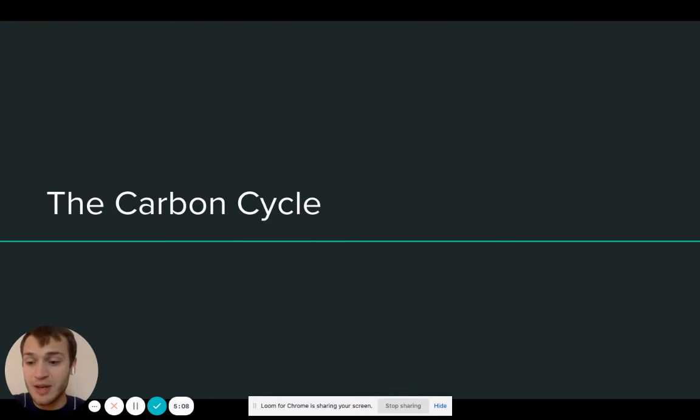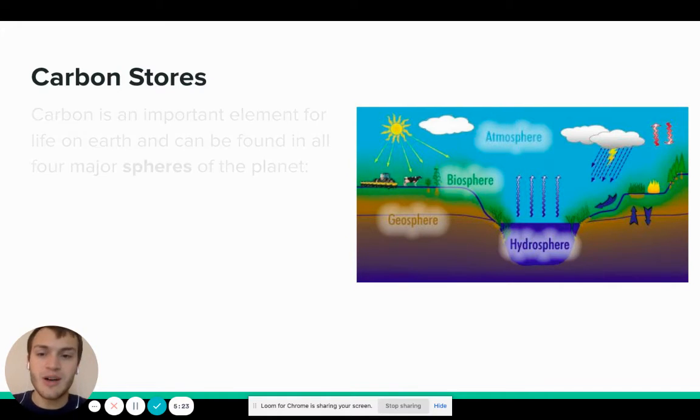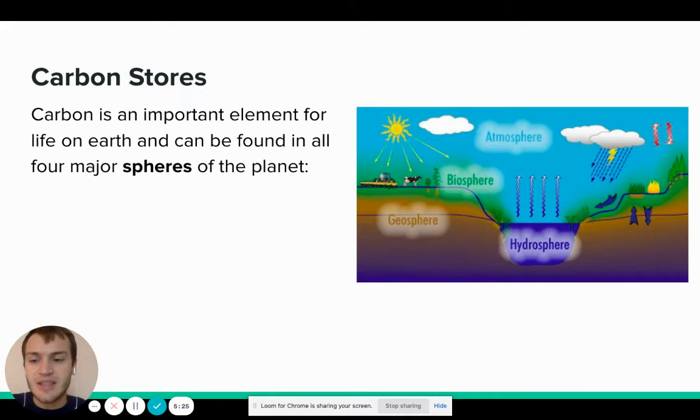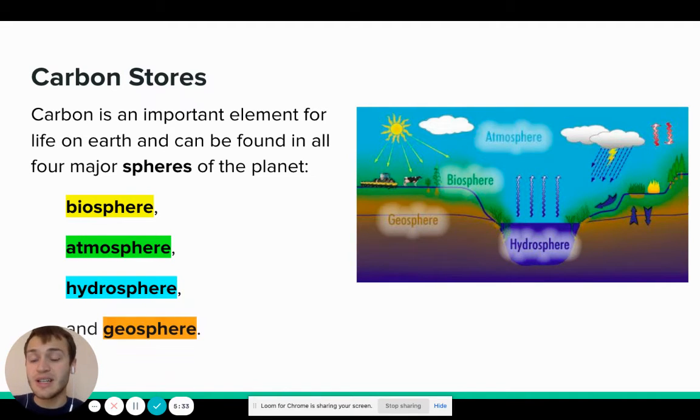So now we're going to talk about the carbon cycle. And to do that, we have to start with the four spheres of the Earth. So everything on Earth can be broken into four kind of spheres, we call them. The four major spheres of the planet are the biosphere, the atmosphere, the hydrosphere, and the geosphere. Carbon can be found in all four of these spheres.